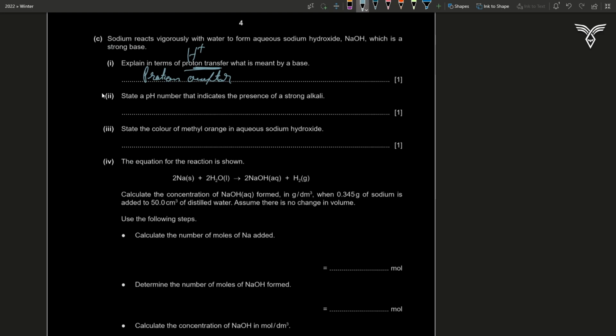Okay. Part 2. State a pH number that indicates the presence of a strong alkali. For a strong alkali, let's stay on the safe side and go straight to 14, because that's what we classify as strong. Methyl orange turns yellow in base, where it's normally orange, whereas in acids it turns red. So here sodium hydroxide is basic so it turns yellow.